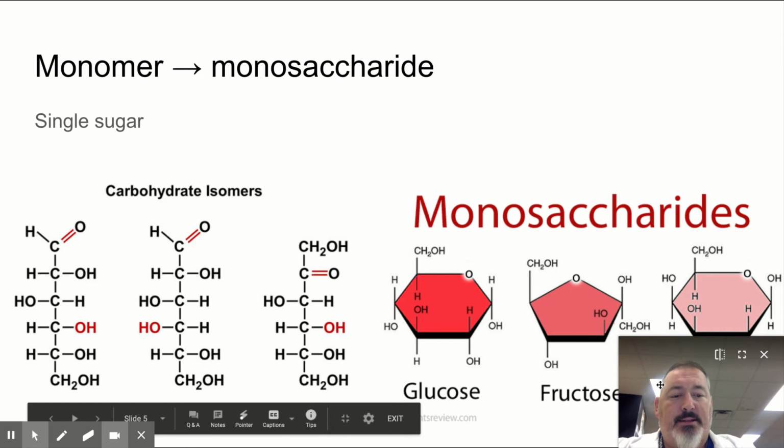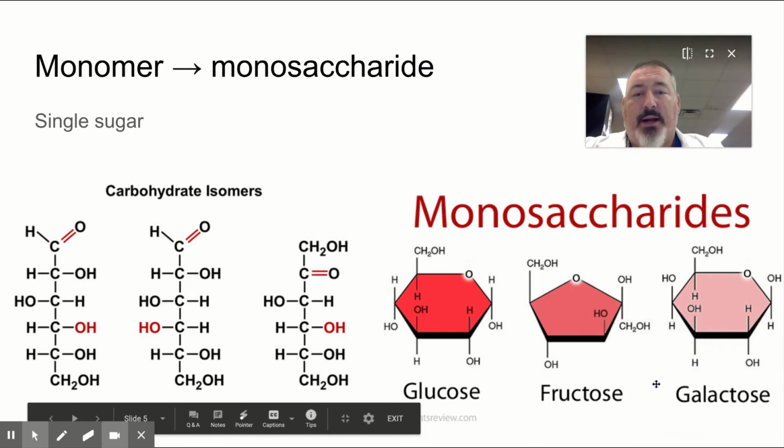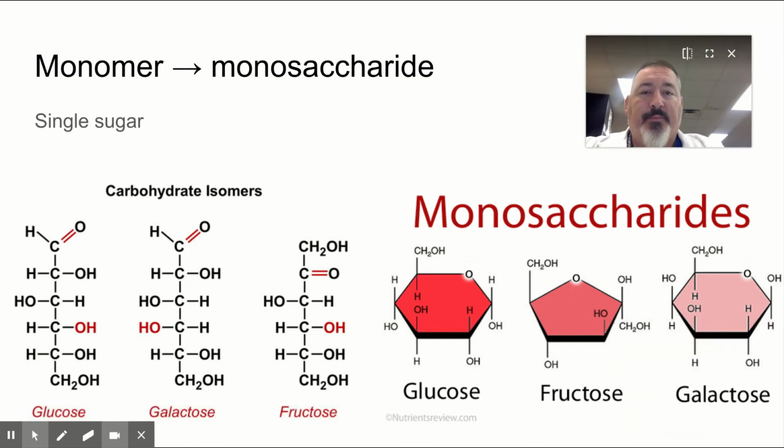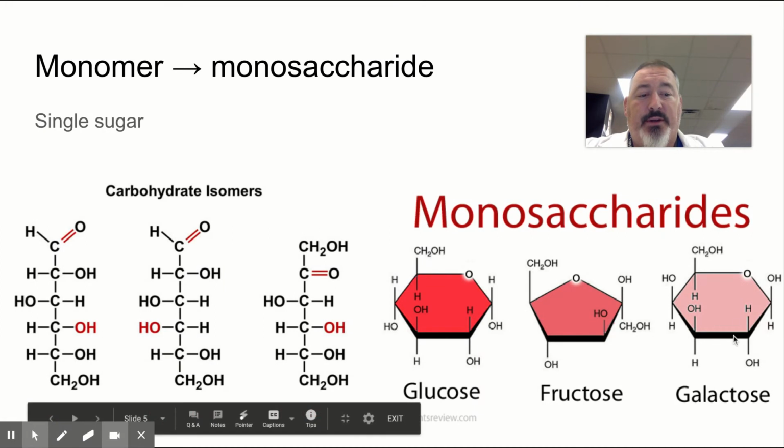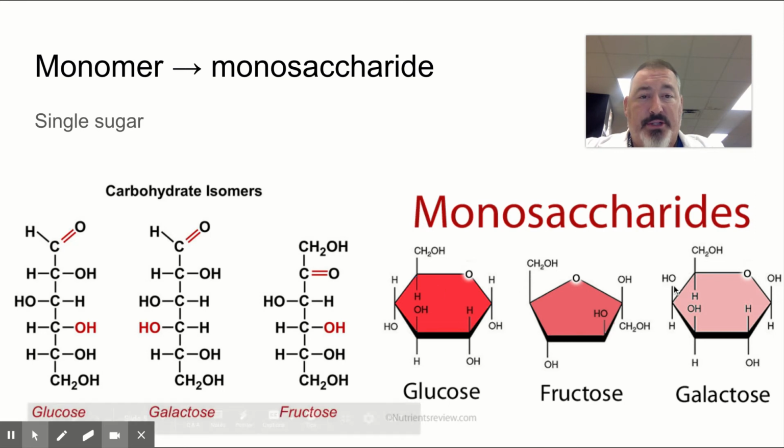So if we look at carbohydrates, a single carbohydrate is going to be called a monosaccharide. That's a category. Now, a monomer is going to be a single unit. A polymer is going to be many of those units put together. So here we have glucose, a single unit, fructose, a single unit, galactose, a single unit. They can be bonded together and paired together to make longer chains that we'll look at in a minute.